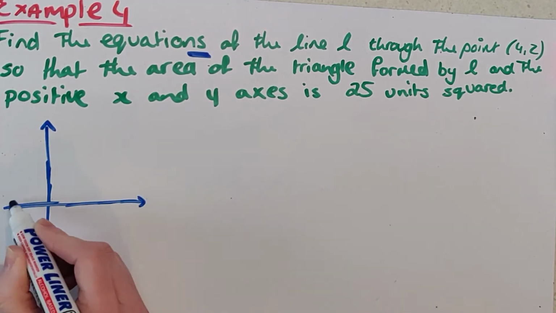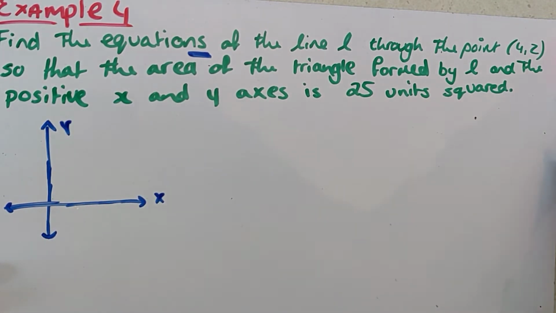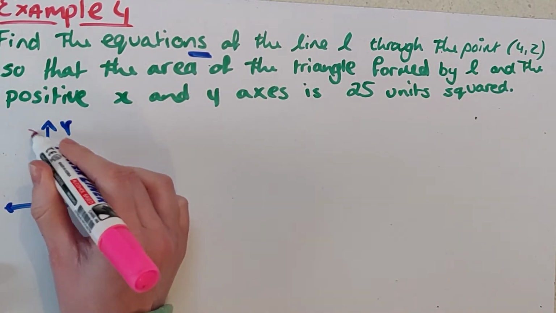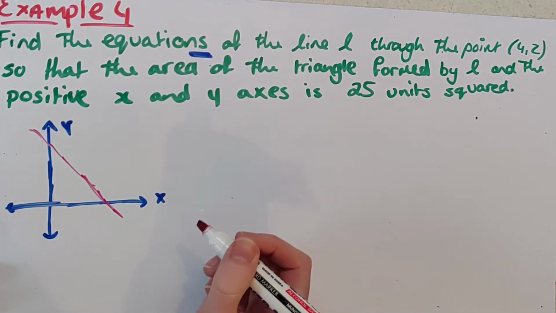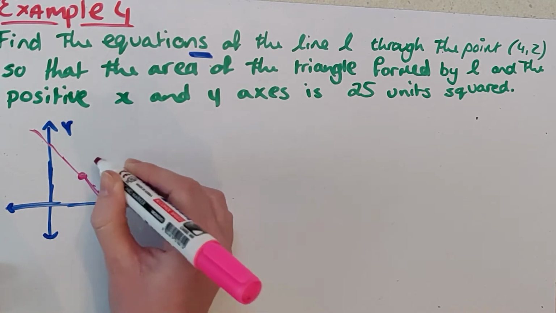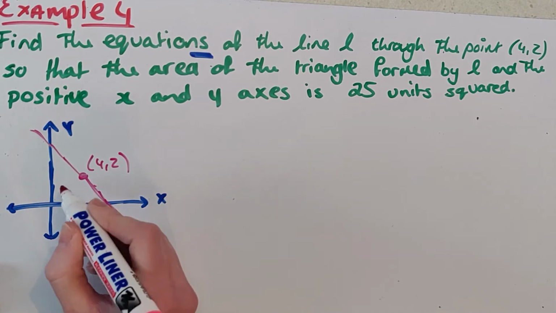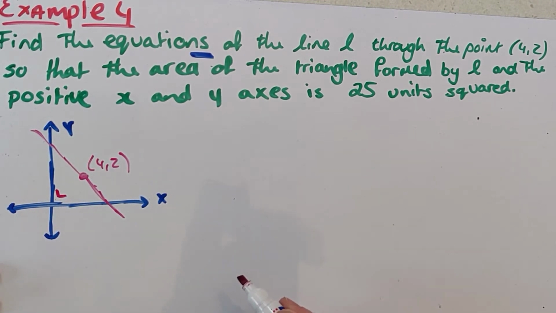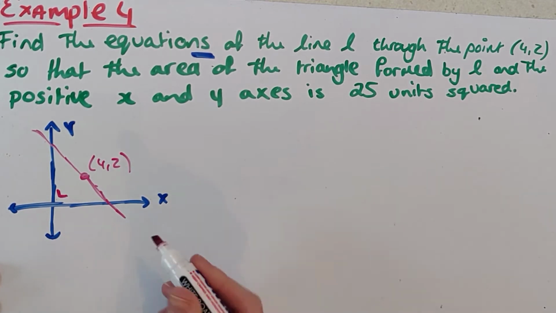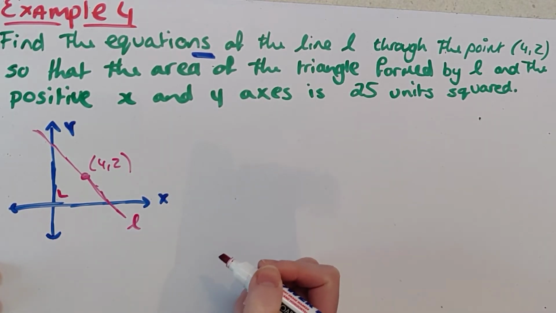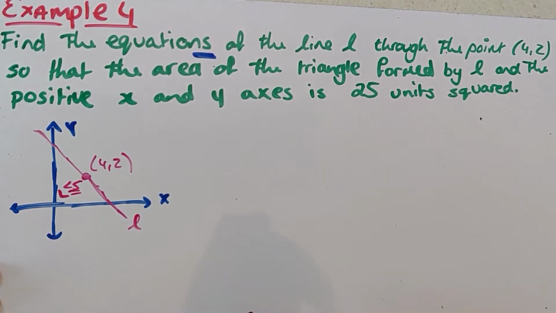Okay? I know I'm going to need the positive x and y axis, so that's why I'm focusing on these two. They're telling me that the line L is going to form a triangle with the positive x and y axis, and that at some point it's going to go through the point 4, 2. I can see that this triangle is going to be a right angle triangle. Because of the x and the y axis, we know they meet at a right angle. We have my line L here, and we know that the triangle formed is 25 square units.